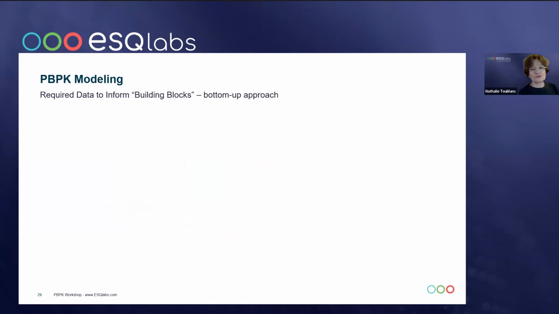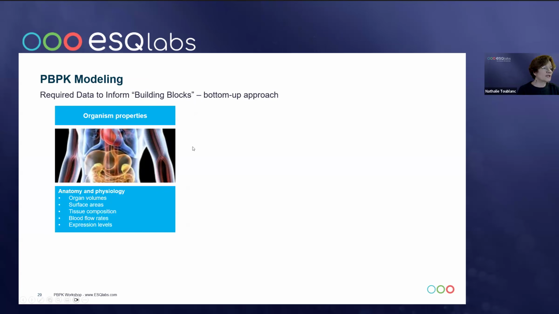So when we want to build a PBPK model, what do we need? We need some data to inform the building blocks. Again, the building blocks are a bit like Lego that you are going to prepare, and then you're going to choose which of the Lego blocks you want to put together. So first, you've got the organism properties. So it's anatomy and physiology, and you can see here you've got volume, surface area, blood flow, etc. So this part you don't need to worry about because it's included in the software. That's the advantage of using a PBPK software.